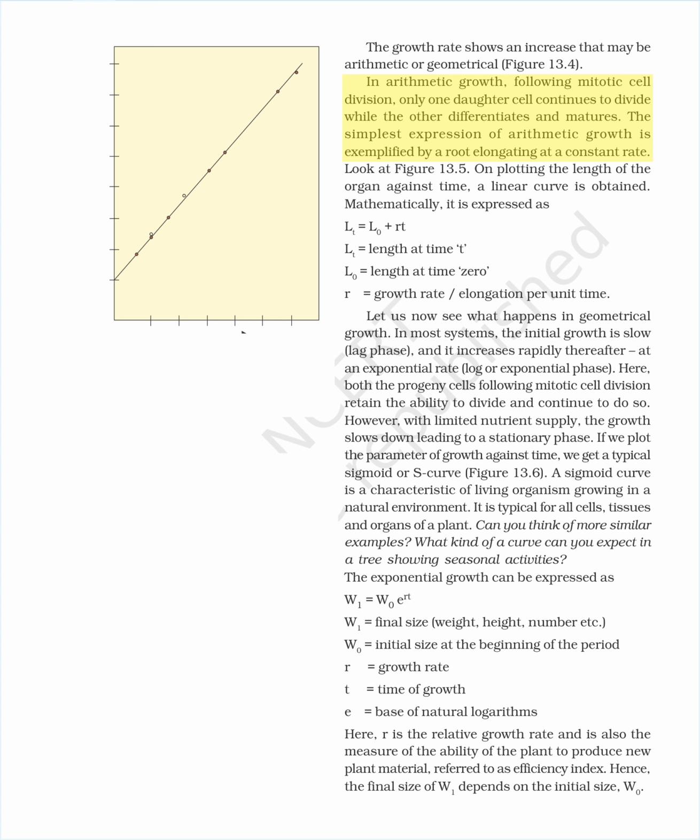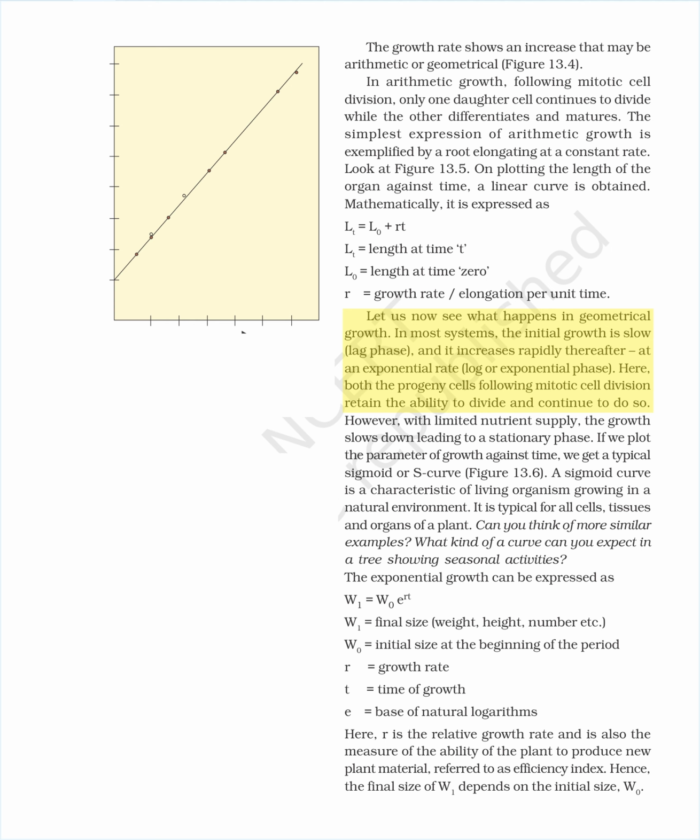The simplest expression of arithmetic growth is exemplified by a root elongating at a constant rate. Look at figure 13.5. On plotting the length of the organ against time, a linear curve is obtained. Mathematically, it is expressed as L = L0 + rt, where L = length at time t, L0 = length at time 0, and r = growth rate / elongation per unit time. Let us now see what happens in geometrical growth.